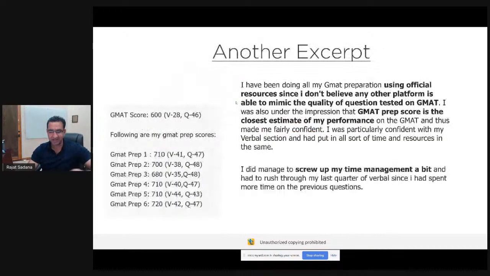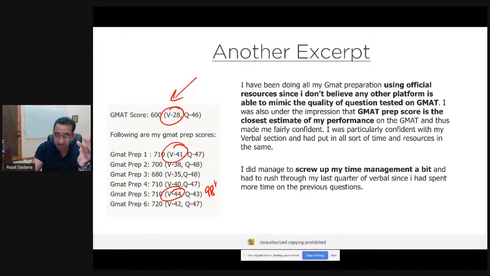All right. Here's another excerpt, and I want you to start looking at it right from here, which is this person scored a V28, got an overall score of 600. This is actually something that was posted, I think, yesterday or today. And essentially what this person was getting in her mocks was a verbal score of 41, even a verbal score of 44. And just to set some context over here, let me pull the screen down. A V44 is 98th percentile. A V28 is 50th percentile on GMAT verbal.